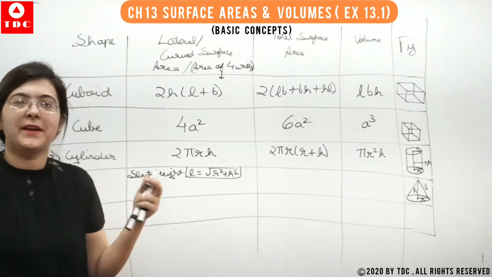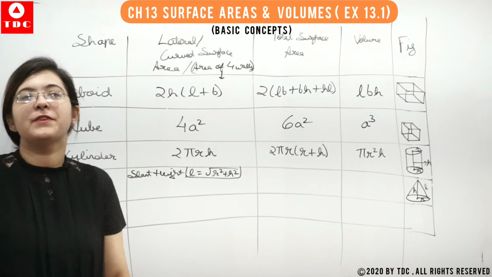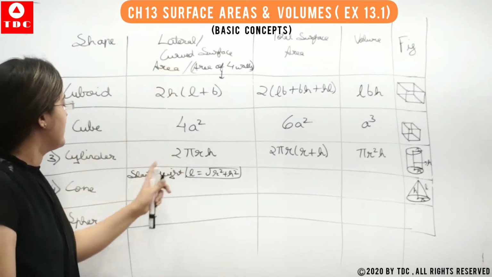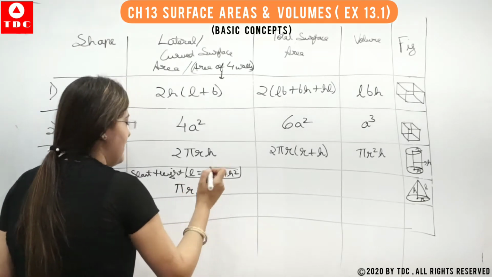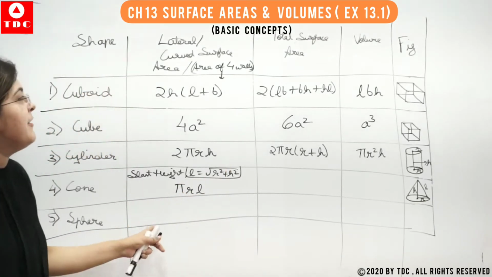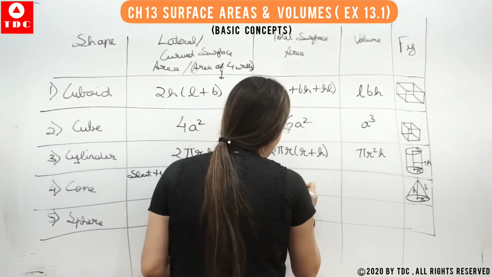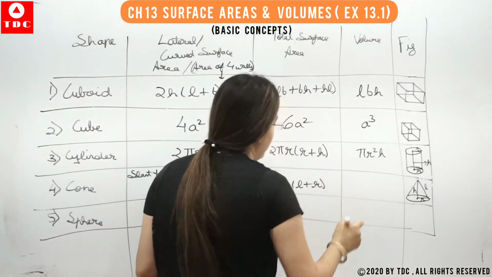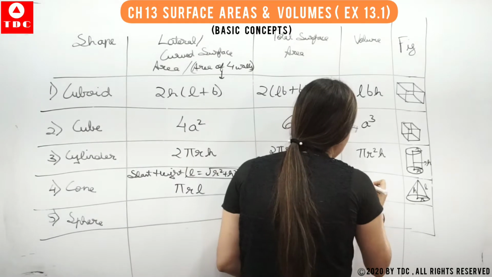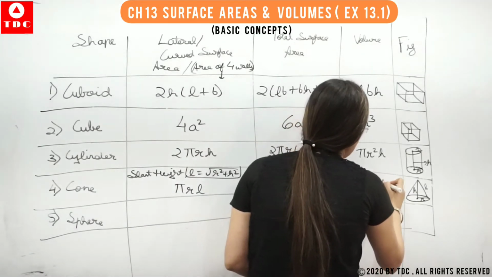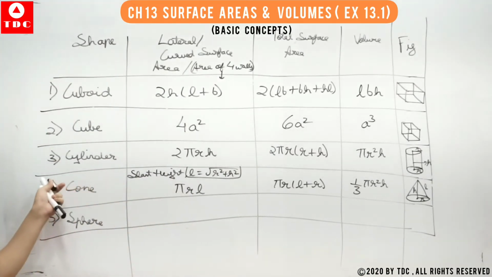L is equal to under root of R square plus H square. Now to find curved surface area of cone, what will be the formula? Pi r L. That's it. If we want to find total surface area, it will be pi r L plus pi r square. If we want to find the volume of cone, 1 by 3 pi r square h. Okay, these are the formulas for a right circular cone.